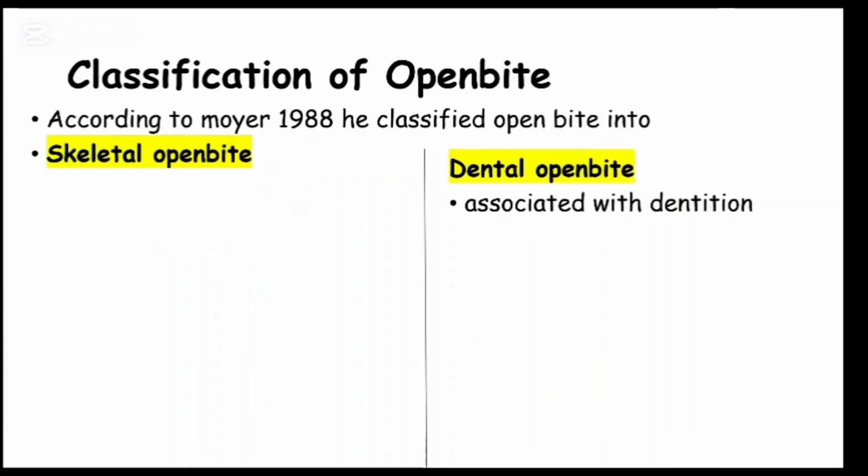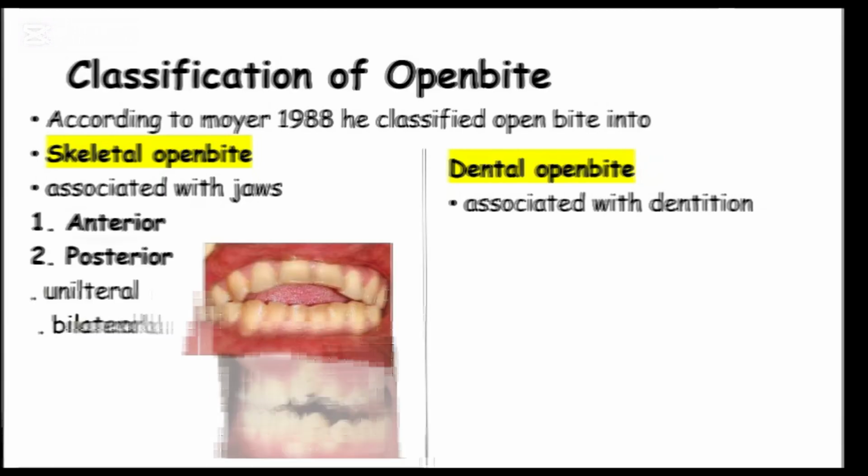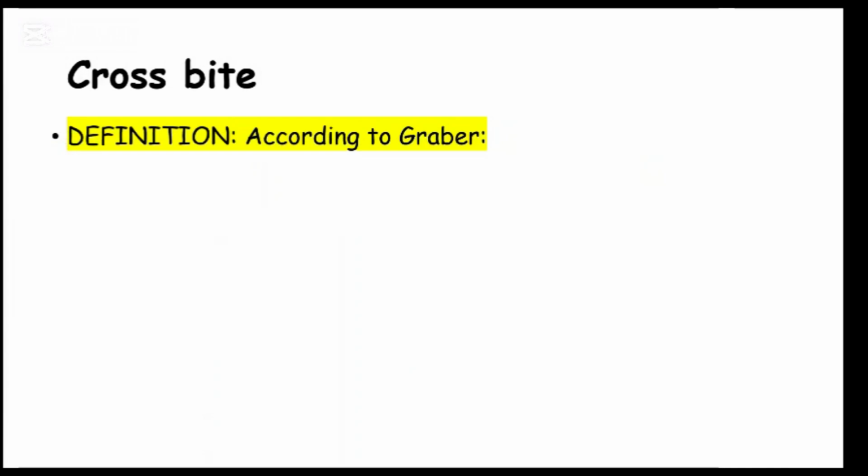Next is the classification of open bite, according to Moyers 1988. He classified open bite into skeletal open bite, associated with the jaws, and dental open bite, associated with the dentition. Skeletal open bite can be anterior or posterior. Posterior may be unilateral or bilateral, and dental open bite can be class 1, class 2, and class 3 malocclusion. Next is crossbite.